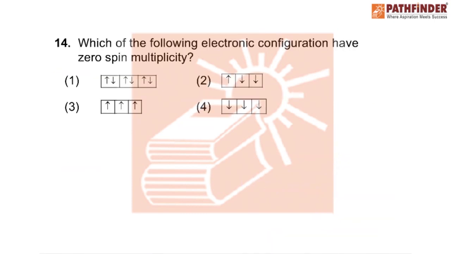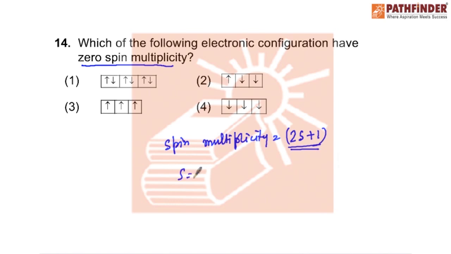And the next question regarding this, they are asking which of the following electronic configurations has zero spin multiplicity. Now what is spin multiplicity? Spin multiplicity is equal to 2S plus 1. Now what is S? S is equal to the total spin. So according to this given equation, there cannot generally be any kind of zero spin multiplicity. The S value may be 0, so the spin multiplicity is 1, 2 or 3 or something like that. But see, for this one the total spin is 0.